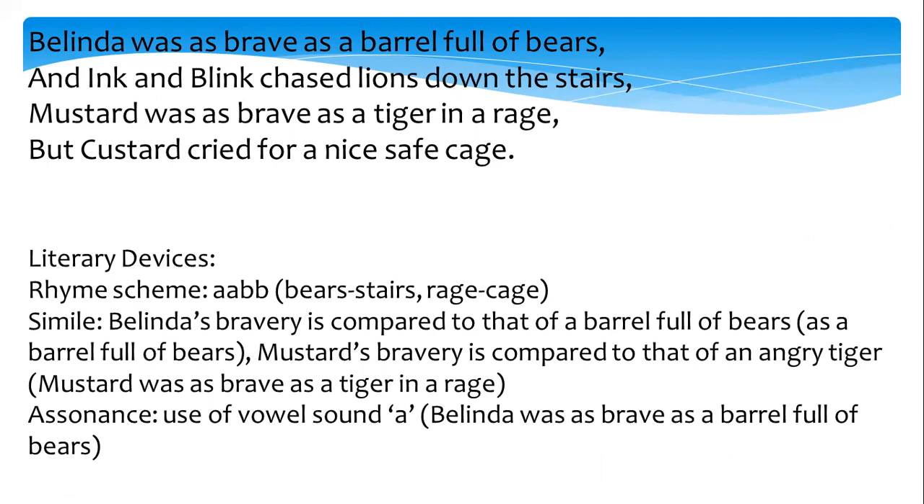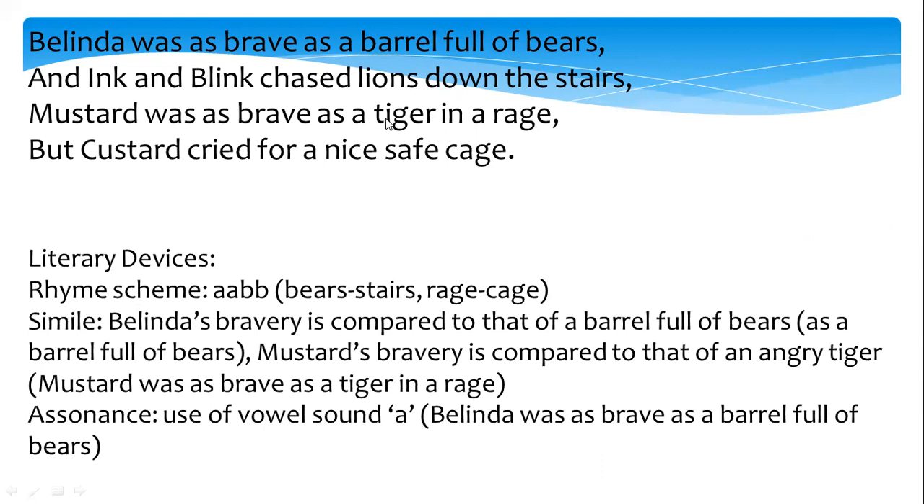Again, rhyming words, bear, stairs, rage, cage, AABB rhyming scheme is here. And simply here, like here, Mustard was as brave as a tiger. So Mustard dog is compared to the tiger. So it is here simile.